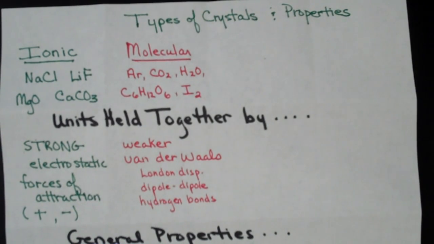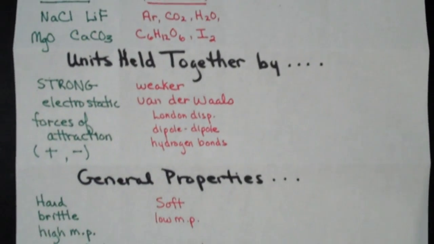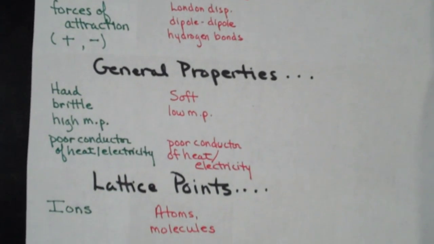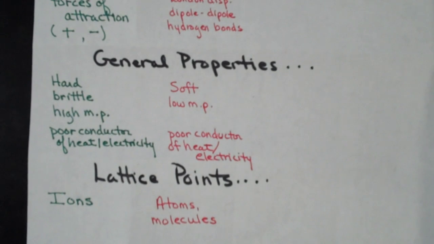What holds these together? Well, weaker van der Waals forces of attraction. We've discussed these: London dispersion, dipole-dipole, hydrogen bonding, and depending on the substance you're looking at, you've got to evaluate what forces are present and to what extent. But if you compare these properties, remember that what's going to be at the lattice points in the unit cell will be atoms if you have something like argon, or molecules if you have something like carbon dioxide, water, sugars that you were talking about.